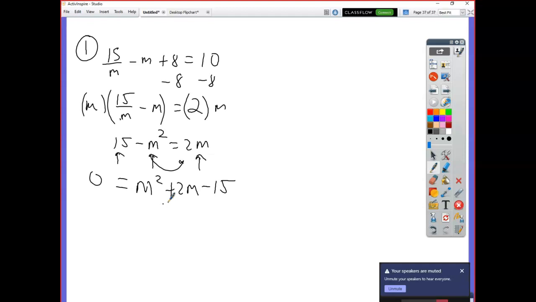How do I factor this? Factors of 15, that gives me 2. 1 and 15 doesn't work. 3 and 5. Does 3 minus 5 or 5 minus 3 give me 2? Yeah. All right, that's got to be them then. I put an m here, parentheses, m here, parentheses.